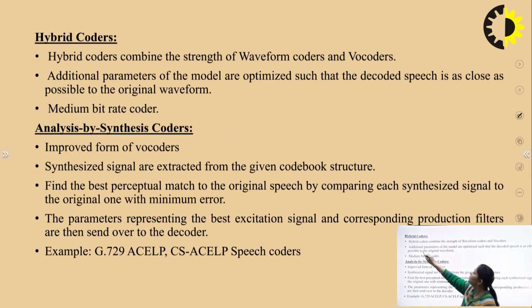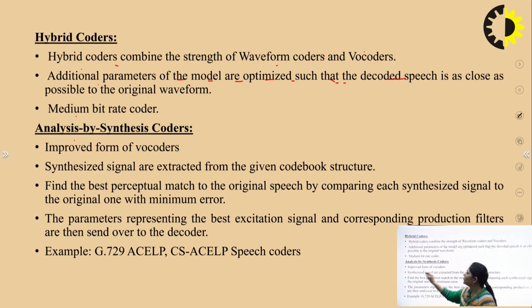Hybrid, that is a combination of different coders. Hybrid coder combines the strengths of waveform coders and vocoders. Additional parameters of the model are optimized such that the decoded speech is as close as possible to the original waveform. In waveform, we were getting the best quality of signal. In the case of vocoder, that will depend upon how good our model is. In hybrid, that is a combination of both, medium bitrate coder.